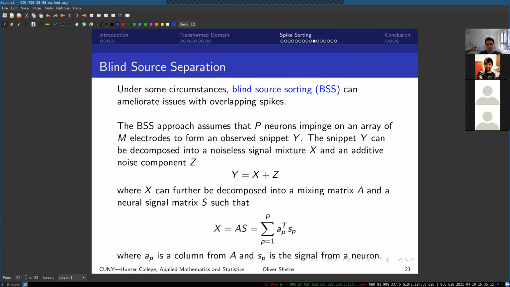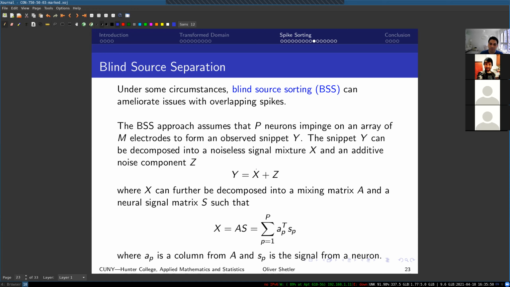And there is actually a technique to address this, and it's called blind source separation. Under some circumstances, blind source separation can ameliorate the issues with overlapping spikes. Blind source approaches assume that there are P neurons impinging on an array of M electrodes to form an observed snippet, Y. This snippet can be decomposed into a noiseless signal mixture, X, as well as an additive noise component.